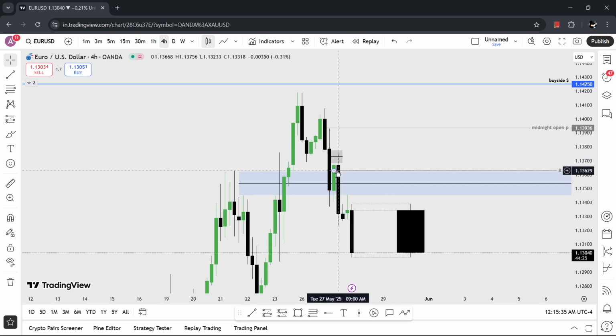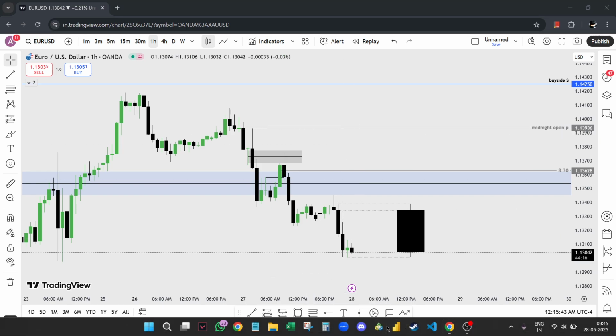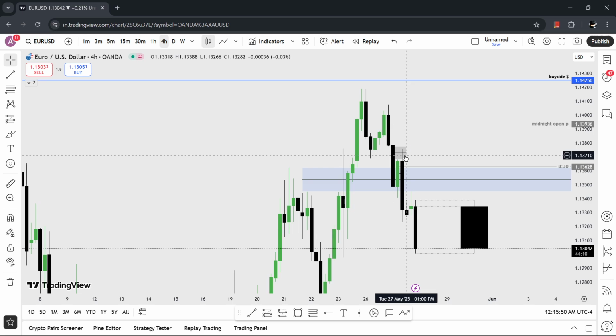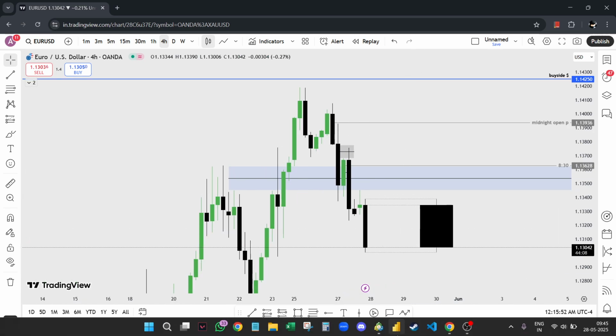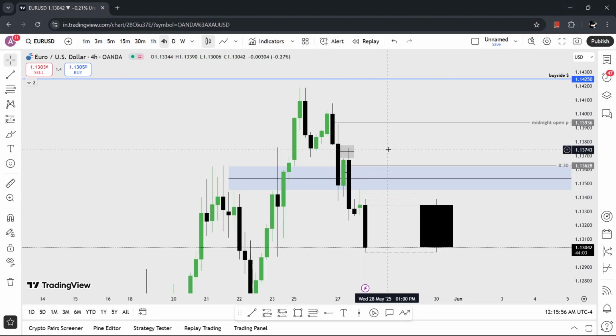And on New York opens here, we'll go to a lower time frame. But I will show you in MT4. Okay, that could be fine. We have the 4 hour fair value gap here. 4 hour fair value gap here.